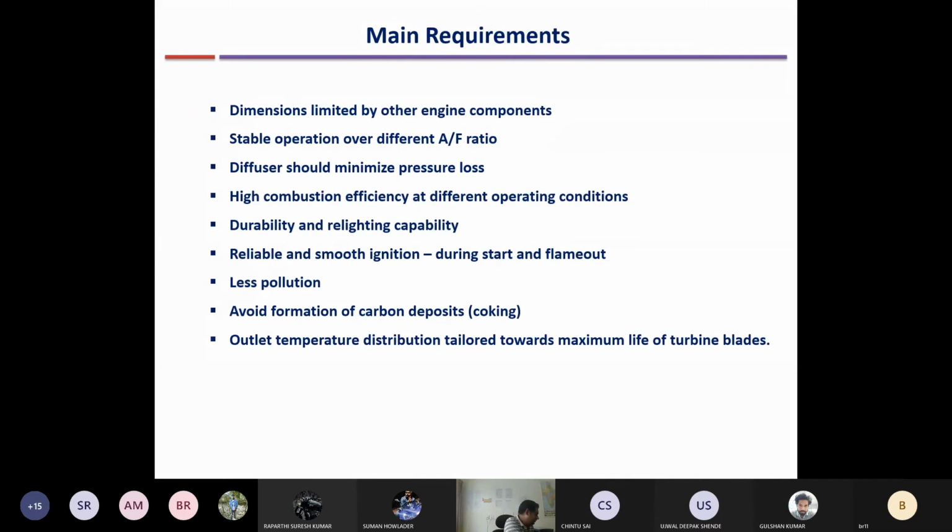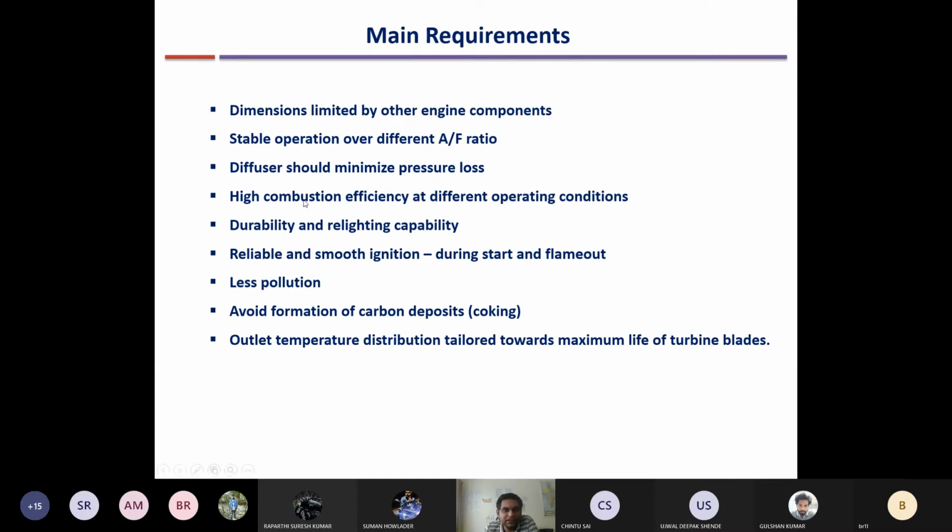Then we also have to find out the stable range of operation for different air-fuel ratios. Ideally, we design with a certain air-fuel ratio, say 40 or 50. But in real life, because of change in flight velocity, the air intake velocity also changes, so the airflow rate changes, and the air-fuel ratio will change. So it has to operate for a range of air-fuel ratios. You have to design it in such a way that the combustion chamber can sustain the flame over a range of air-fuel ratios, not only at a particular one.